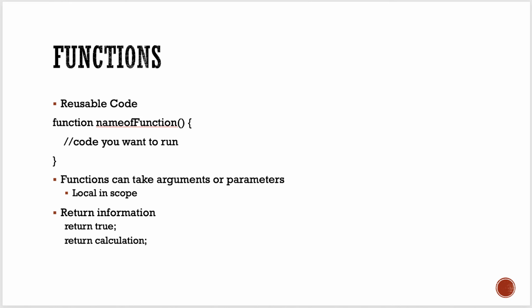Now, functions may take arguments and may also return information. The arguments or parameters that a function takes as input are local in scope. Functions can return information. They can return Boolean. They can return values. And actually in ECMAScript, a function can actually return other functions. But we'll take a look at this later. But functions are some of the most important parts of JavaScript, and we will take a look at some of the ways functions get used.